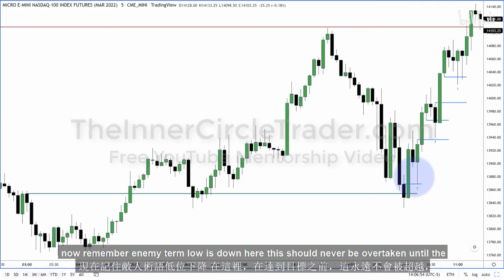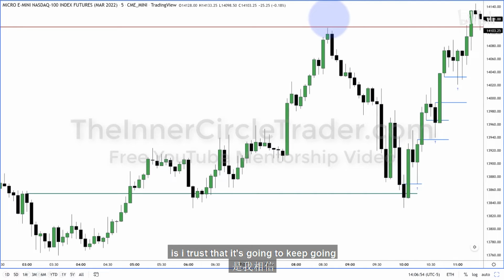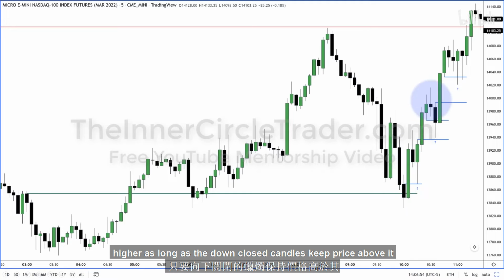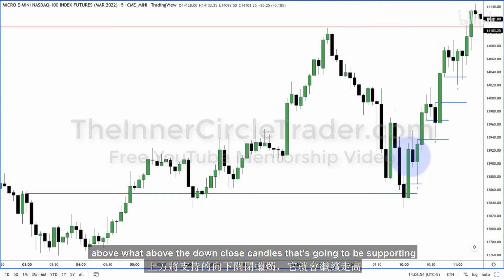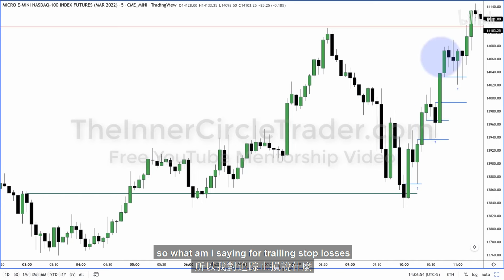Okay. Now remember, intermediate term low is down here. This should never be overtaken until the objective is reached. So all of this price action leg here, I trust that it's going to keep going higher as long as the down closed candles keep price above it. Above what? Above the down closed candles. That's going to be supporting each new leg higher. The market should not retrace back down below those.